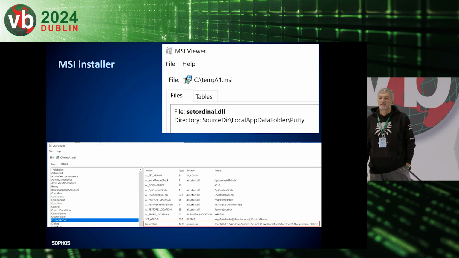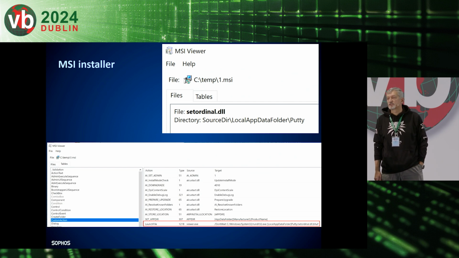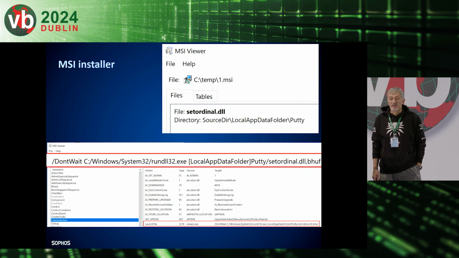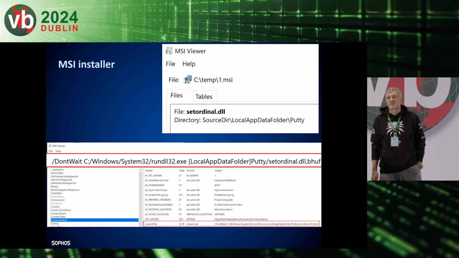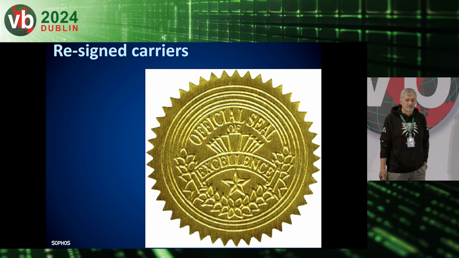After that, the installer was very simple. It contained only one file, the impersonated DLL or executable with modified code inserted into it that loaded the payload. And it had a custom action to be executed during the installation. In this case, rundll32 was used to load the library and execute the malicious export, the overwritten export.